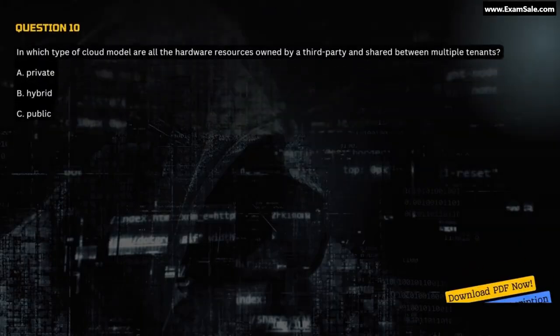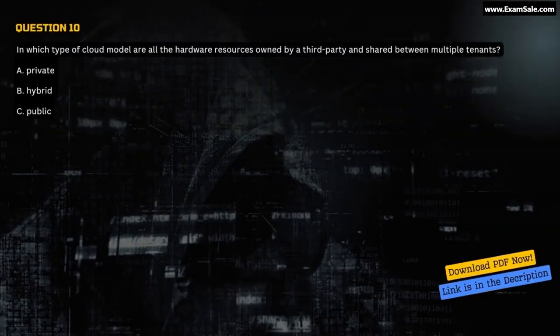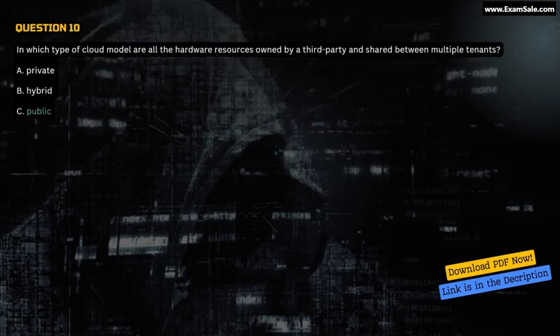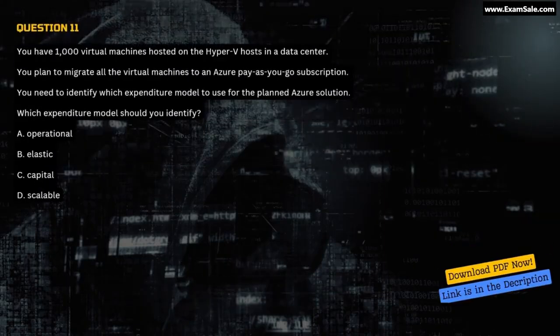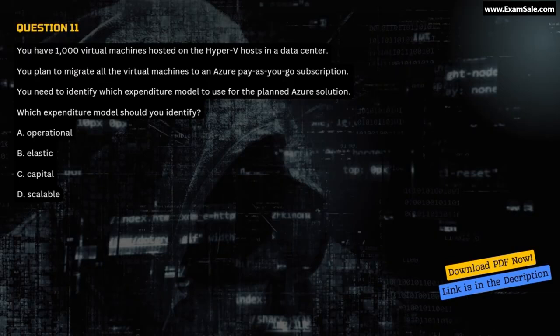Question 10. In which type of cloud model are all the hardware resources owned by a third party and shared between multiple tenants? A. Private. B. Hybrid. C. Public. Correct answer, C. Public. Explanation. In a public cloud, all infrastructure is owned and managed by the cloud provider and securely shared among multiple customers.